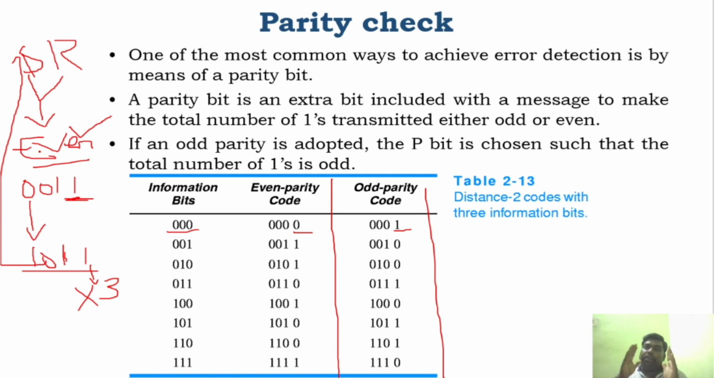So what is even parity and what is odd parity? If the number of ones is even, that is even parity code, and if the number of ones is odd, that is odd parity code.